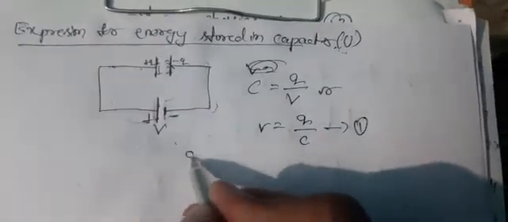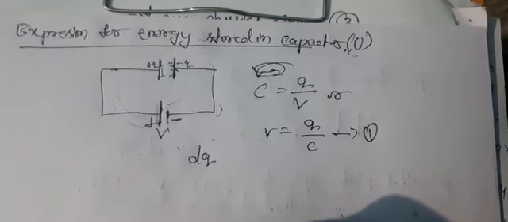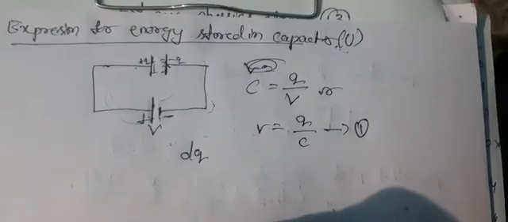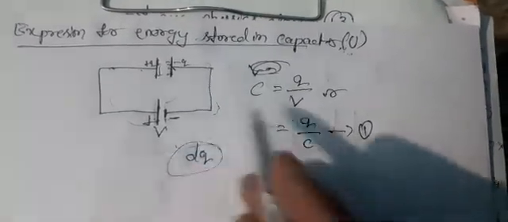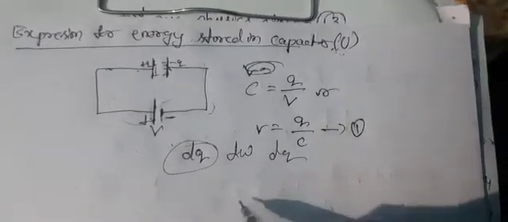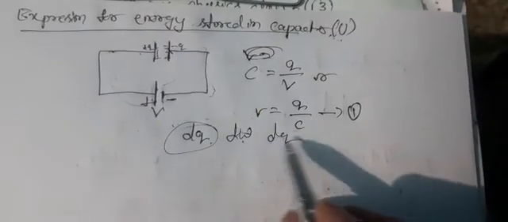Let dq be the extra charge transferred in the capacitor, with potential difference V. Then dW is the small work done in transferring the charge dq in this circuit. What is the work done? The basic definition of work done is force into distance. Using the small work done dW in transferring the charge dq in this circuit, what is the equation?